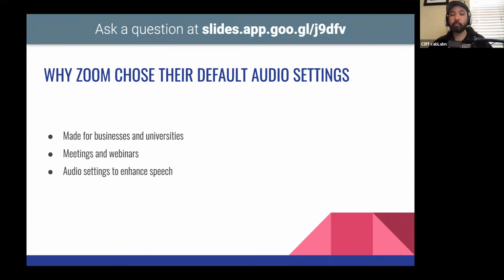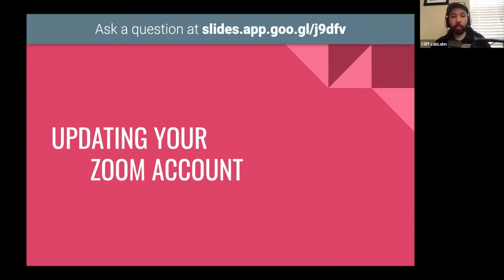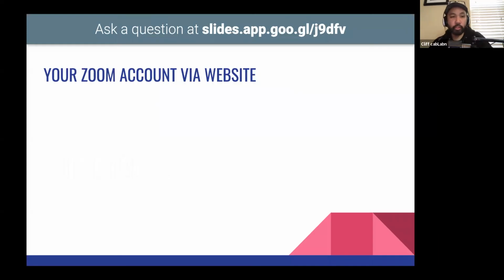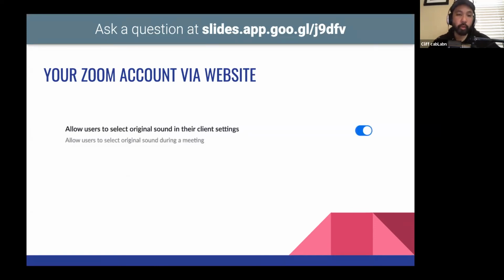All right, so we'll go over these settings, and we're going to update them all. The first one, again, there are two areas where we need to update these settings. One is within your Zoom account itself via a web browser on your website. So you're going to log into your account on your website, and the actual setting that we're going to change here, there's only one, is to allow users to select original sound in the client settings.